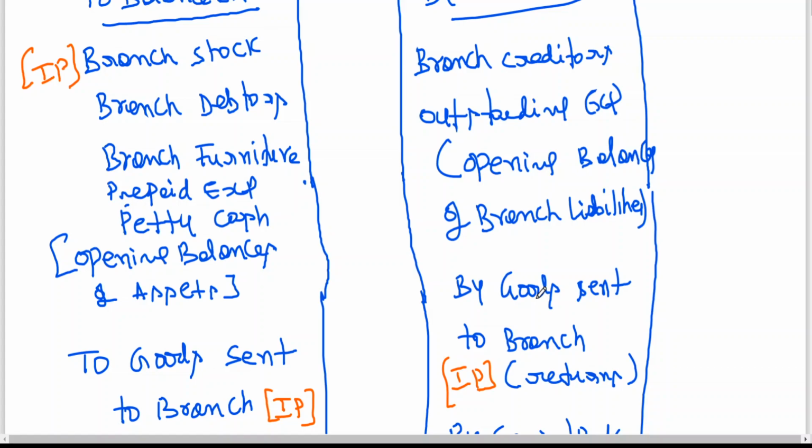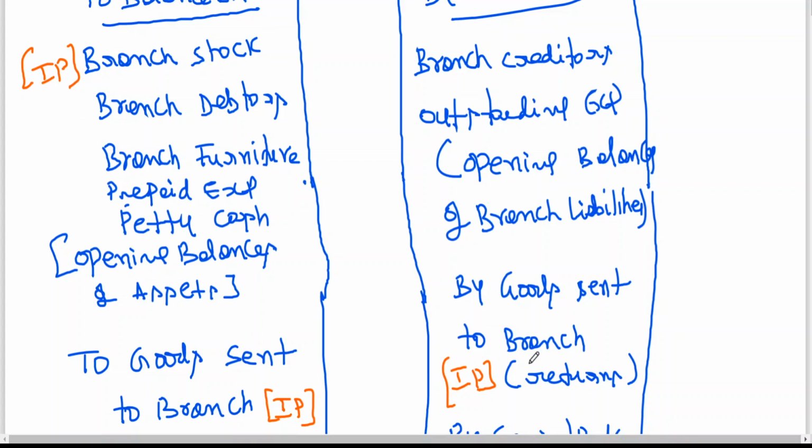These entries are without touching invoice price. The head office may be sending goods to branch at cost price, or at invoice price. Better to learn the entries for invoice price treatment. If it is cost price, this loading effect will not appear.